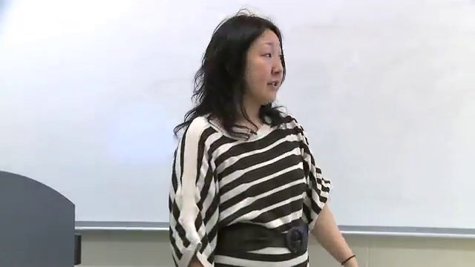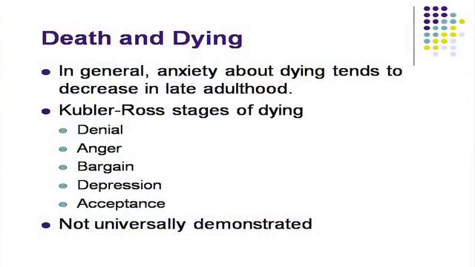And death and dying, okay? That's the last stage. So in general, anxiety about dying tends to decrease in late adulthood. So Kubler-Ross stages of dying. She put 5: denial, anger, bargaining, depression, acceptance.